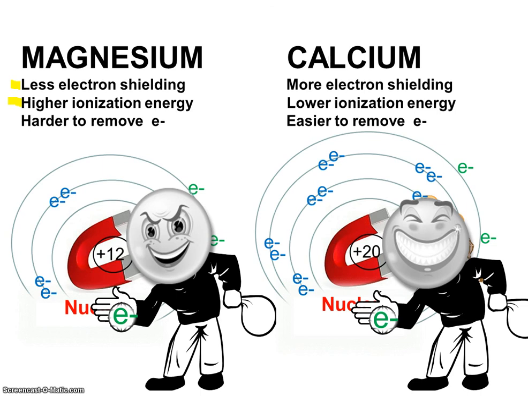as much as something with more electron shielding. And higher ionization means it is going to be harder for another atom to remove those electrons. Calcium, in comparison, has more electron shielding because it has more energy levels. It therefore has a lower ionization energy because the outer electrons are more protected from the nucleus, and so they're not being held onto as tightly, and they are therefore easier to remove.